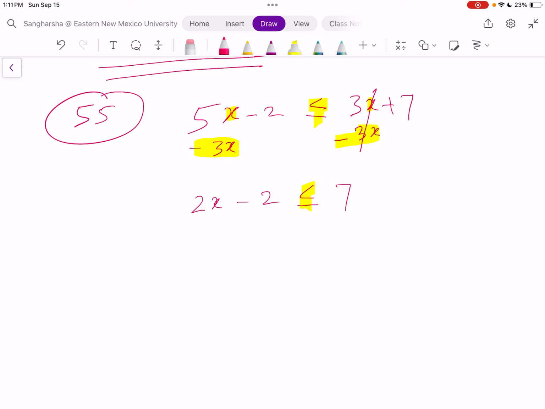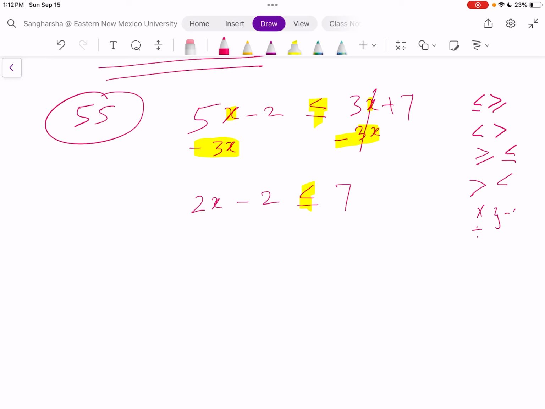But if you are multiplying or dividing both sides of the inequality by a negative number, your inequality sign flips. If you have less than or equal to, it's going to be greater than or equal to. If you have less than, it will be greater than. If you have greater than or equal to, it will be less than or equal to. If you have greater than, it will be less than, if you are multiplying or dividing both sides of the inequality by negative numbers. But whenever you are adding or subtracting a positive or negative number, it remains the same.